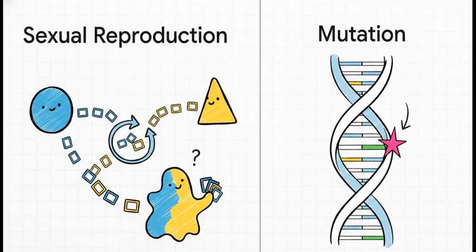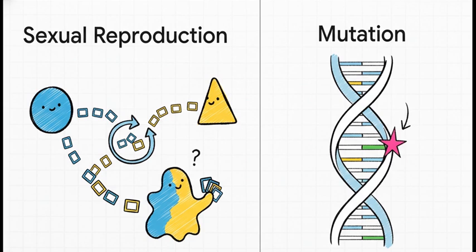So where does all this variety come from? Well, it pretty much boils down to two main things. First up is sexual reproduction. You can think of this like shuffling two decks of genetic cards, one from each parent, to deal a brand new, completely unique hand for the offspring.